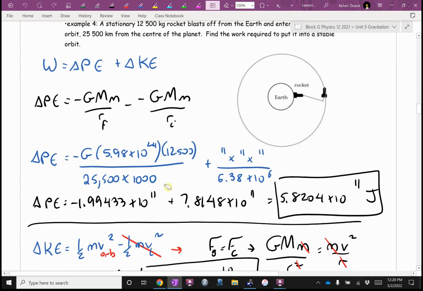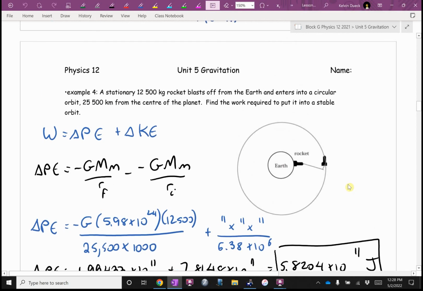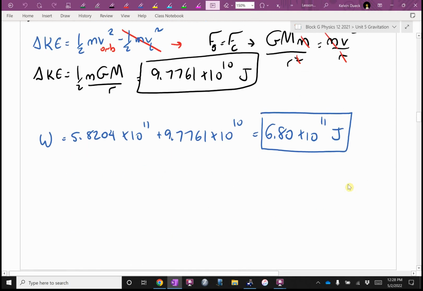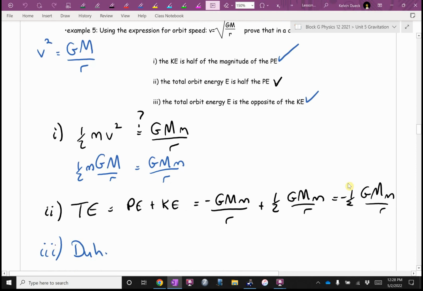We finished off example 4. I said this was the longest question I'm going to ask you. How much work, change in potential, and you had to find change in kinetic, and you had to figure out your orbital speed. I said to you, I don't like this question. I will ask you a how much work question on your test, but I'll give you the orbital speed and save you a little bit of time. It's a lot of typing. We noticed a nice mathematical pattern.